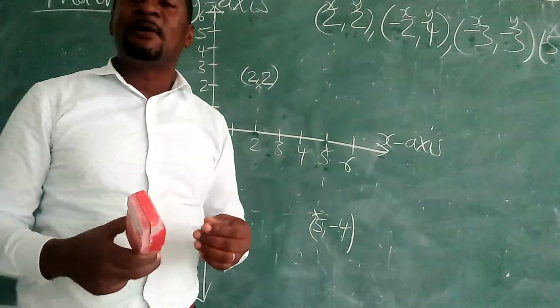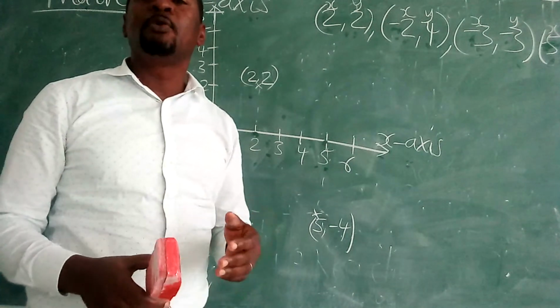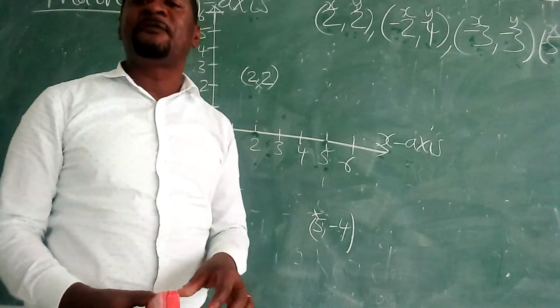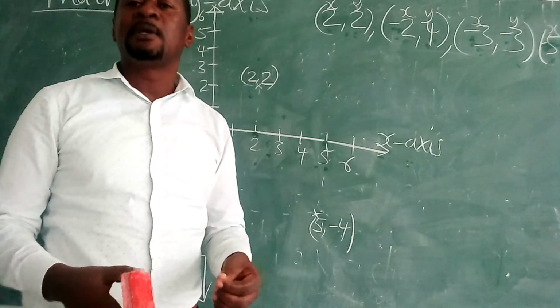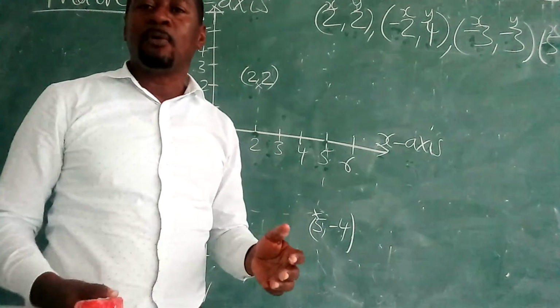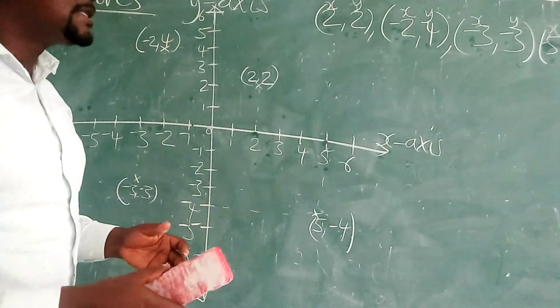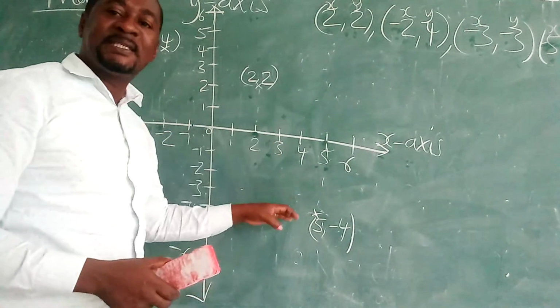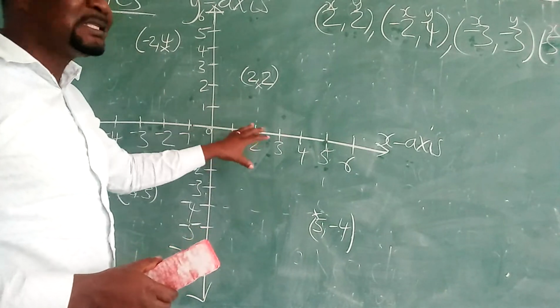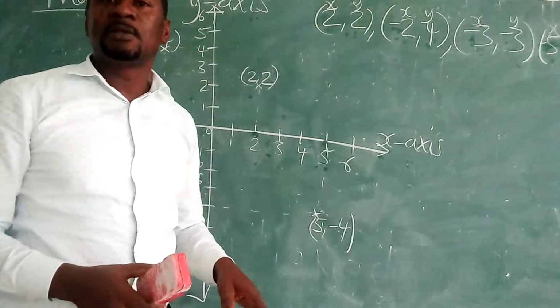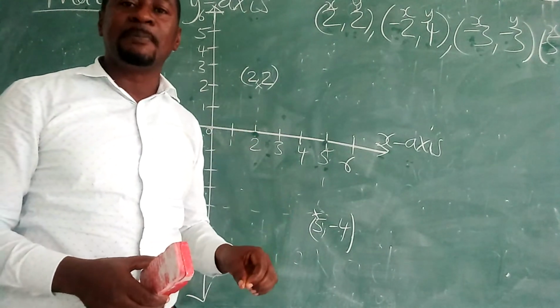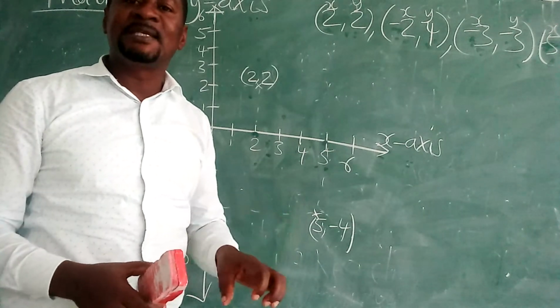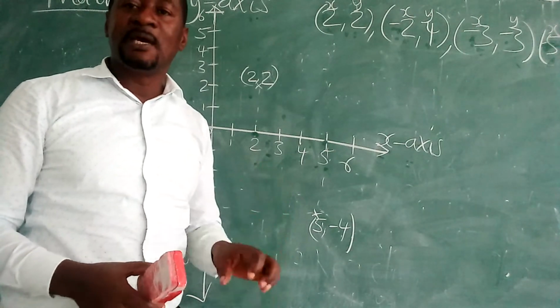If the intervals are the same, your plotting will be very nice. But if the intervals are not the same, your plotting will be off. So when you are doing it, you have to make sure that you use a ruler to measure so that you get the same intervals between the numbers.